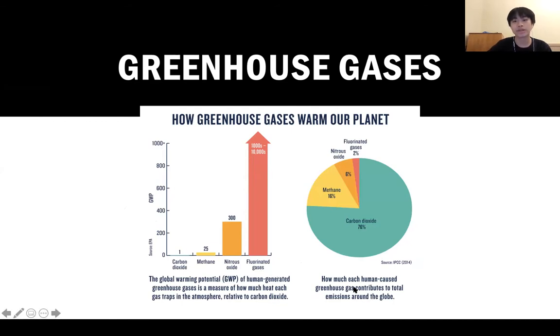But then if we look at the pie chart to the right, showing how much each human-caused greenhouse gas contributes to total emissions around the globe, we see that carbon dioxide has a significant impact and contributes a lot to total emissions around the globe. So even though methane, nitrous oxide, and fluorinated gases have a greater global warming potential than carbon dioxide, the percentage of how much each human-caused greenhouse gas contributes to total emissions around the globe means that carbon dioxide plays a significant role in global warming.